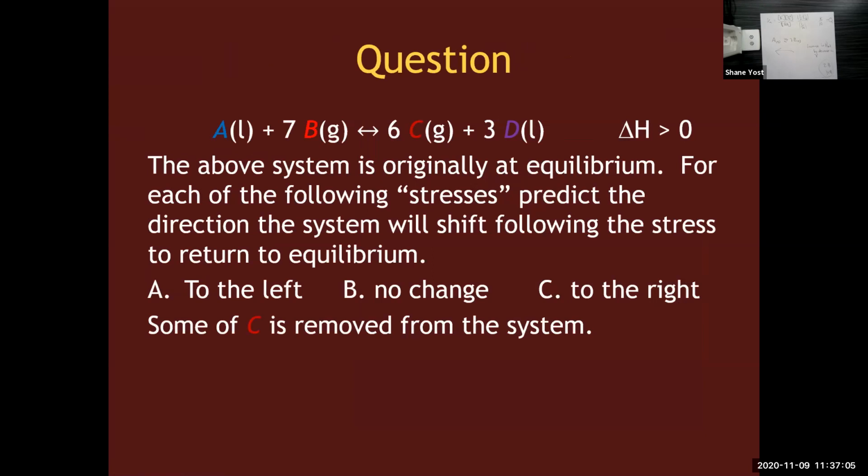All right, so we have a chemical reaction given above, a bunch of different reactants, products, different stoichiometric coefficients, different phases, and the enthalpy of this reaction is greater than 0, so it's an endothermic process. The question is, for each of the following stresses, predict the direction the equilibrium will shift following the stress to return to equilibrium. So if some of C is removed from the system, will the equilibrium shift to the left, meaning it will form more reactants? Will there be no change, or will it shift to the right and form more products?